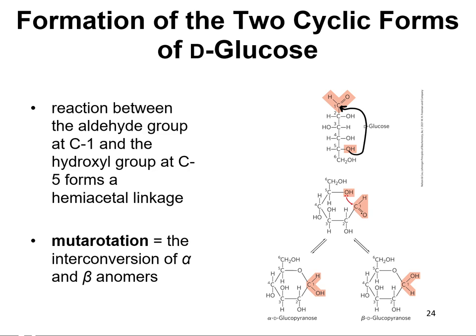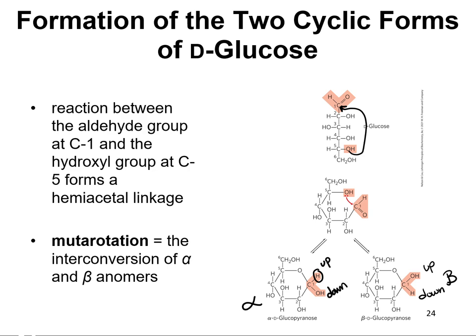So you're going to have that attack, and you have two options for stereochemistry. First option, you end up with the hydrogen in the up position and the hydroxyl in the down position. That's alpha. If the hydroxyl group is up and the hydrogen is down, that's beta. So however it helps you to memorize that, you need to recognize these two forms of glucose.